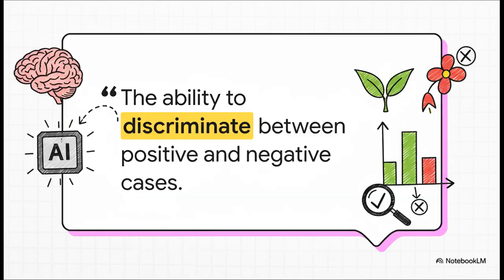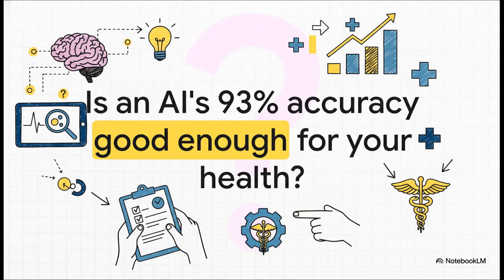Ultimately, it all comes down to this really simple but profound idea that the source material for this chart highlights. It's about the ability to discriminate between positive and negative cases. Can it reliably tell the difference between sick and healthy? This chart is the tool that gives us the answer. And that leaves us with a final, really crucial question. A performance score of over 0.93, like we saw with emphysema, isn't perfect, but it's incredibly strong. So when is very good good enough? That's the complex but super important conversation we all need to be having as AI becomes a bigger part of our healthcare.